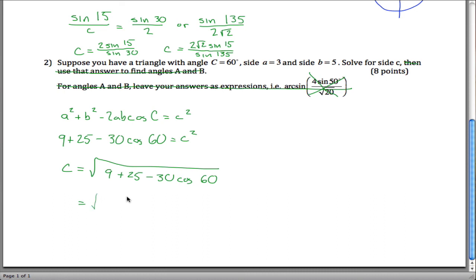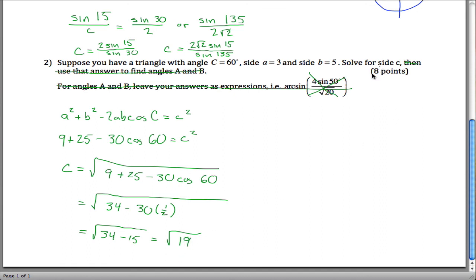Let's see, the square root of 9 plus 25 is 34, minus 30 times cosine of 60, which is a half. So this is the square root of 34 minus 15. 34 minus 15 is 19. So it's the square root of 19. So that's your answer. That's what C is.